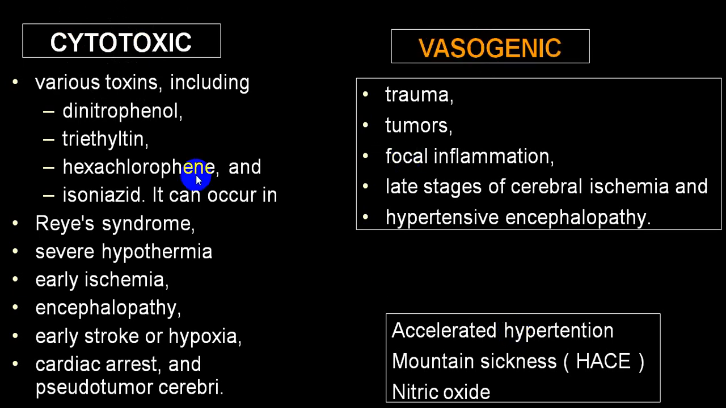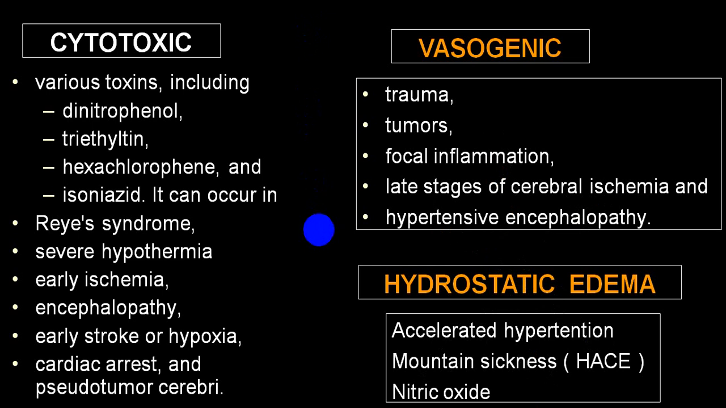This condition will give rise to cytotoxic edema, while trauma, tumor, focal inflammation like meningitis, etc. will give rise to vasogenic edema. Even hypertensive encephalopathy will be vasogenic, while this will be damage to the cells, so it will be cytotoxic edema. We usually come across these two groups of edema, cytotoxic and vasogenic. And edema because of mountain sickness or accelerated hypertension or hypertensive encephalopathy are usually the hydrostatic variety of edema.